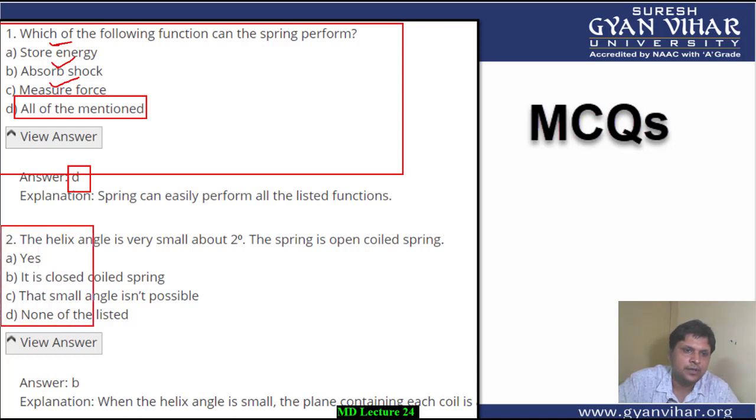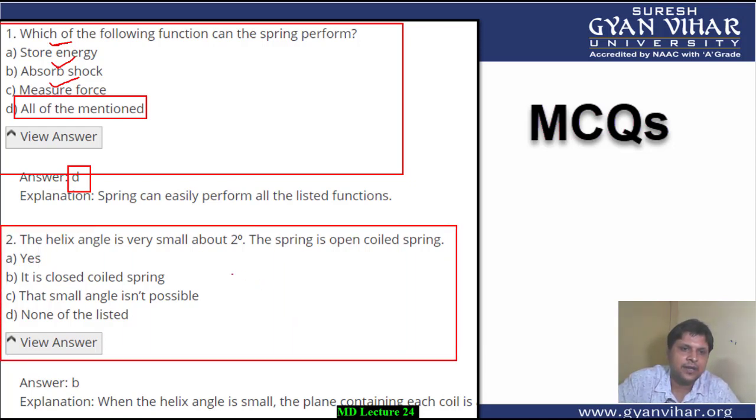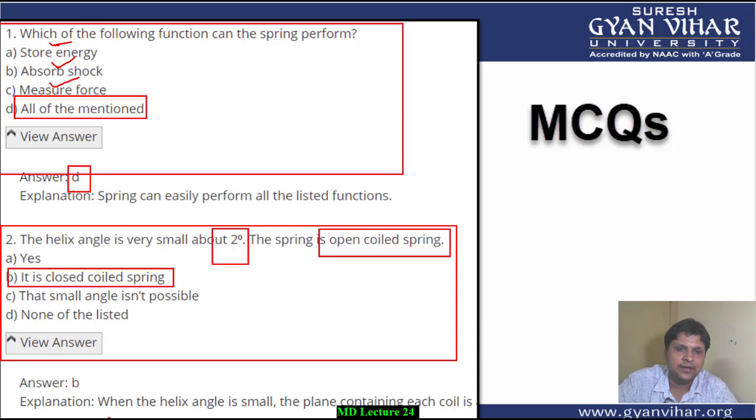Then question number 2, the helix angle is very small, about 2 degrees. The spring is called open coiled spring. Is it correct? We all know that it is not an open coiled spring. The spring which has a very small helix angle is known as closed coil helical spring. When the helix angle is small, the plane containing each coil is very close to each other.